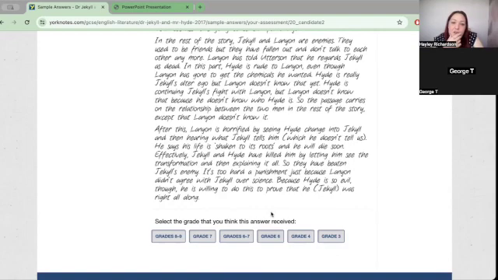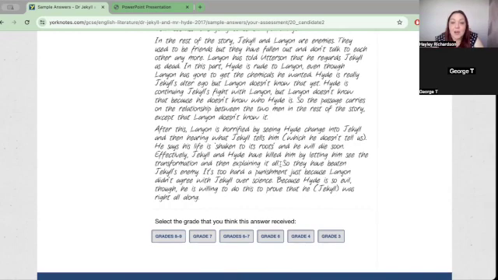After this, Lanyon is horrified by seeing Hyde change to Jekyll and then hearing what Jekyll tells him, which he doesn't tell us. He says his life is shaken to its roots and he will die soon. Effectively, good, lovely first word in a sentence. That's what we want to see. Effectively, Jekyll and Hyde have killed him by letting him see the transformation and then explaining it all. So they have beaten Jekyll's enemy.